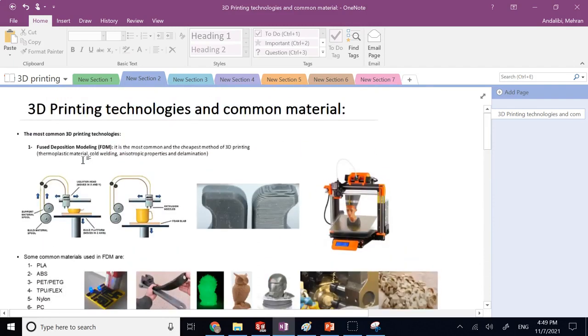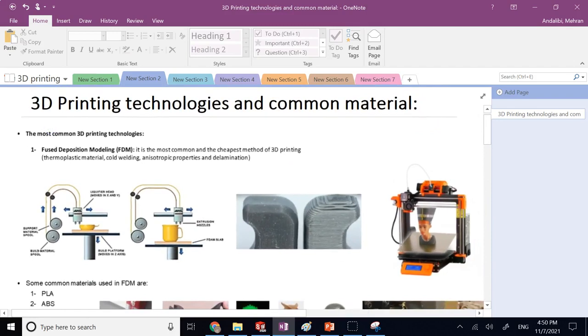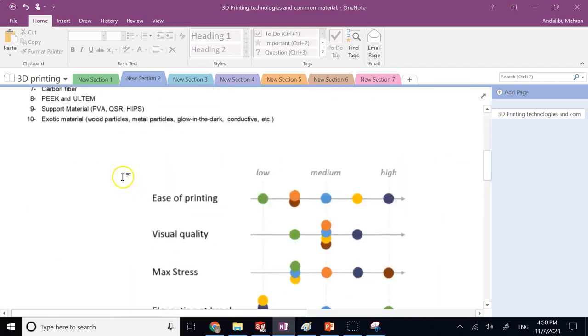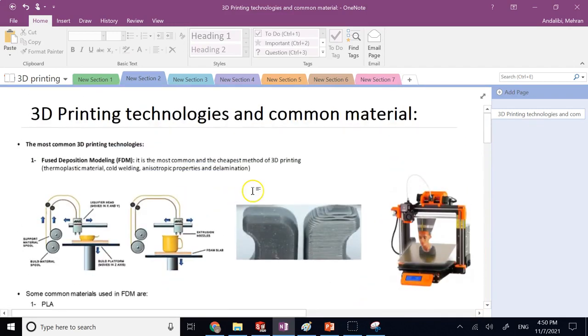So what are these? The most common one, the cheapest one, that is the technology that you and I have in our home 3D printers. It's called fused deposition modeling, sometimes FDM, sometimes called FFF. It is the most common, the cheapest technology, although it's not the earliest 3D printing technology. The earliest is actually the SLA technology, but this FDM is what you see almost everywhere.